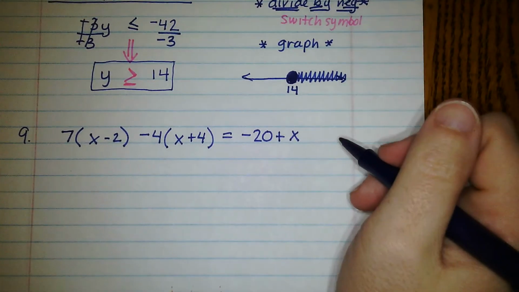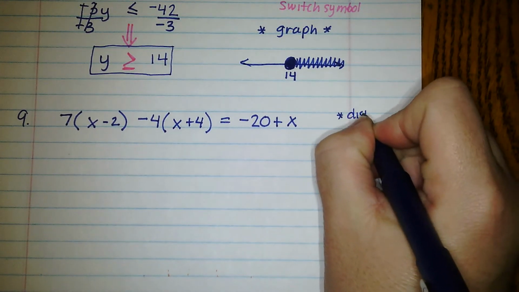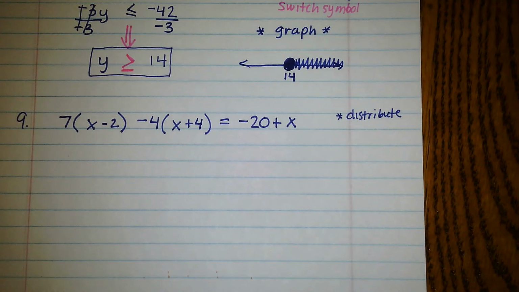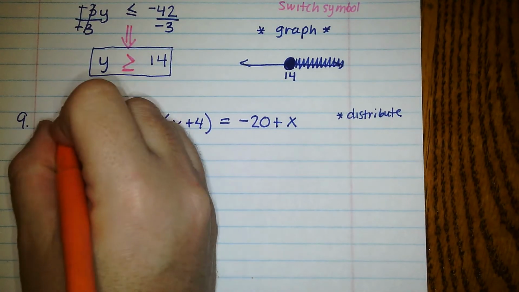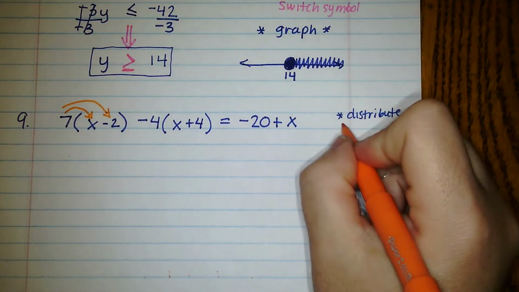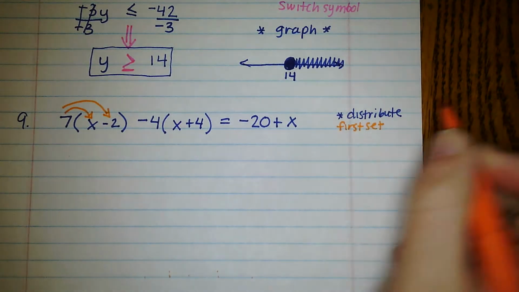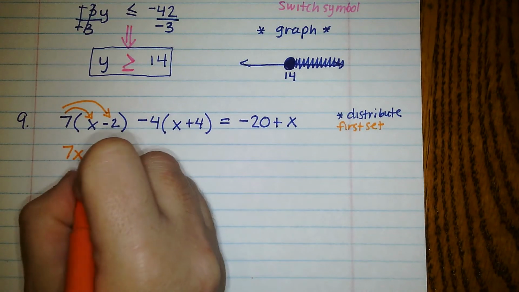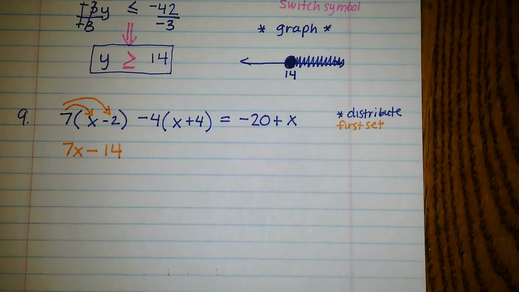I got to squeeze it in over here a little bit. So what we're going to do is we're going to distribute. And there's 2 different things to distribute. The first one we're going to distribute is the 7, and the 7 goes to the x and the negative 2. So when we distribute the first one, we are going to get 7 times x is 7x, and then 7 times negative 2 is negative 14. So that's the first set, is in orange.